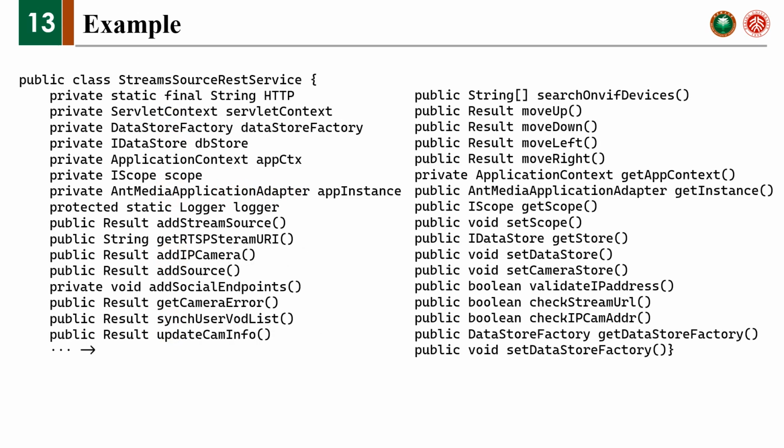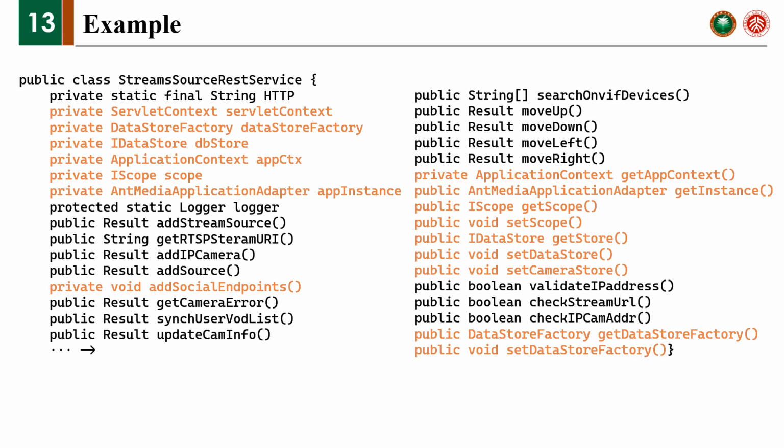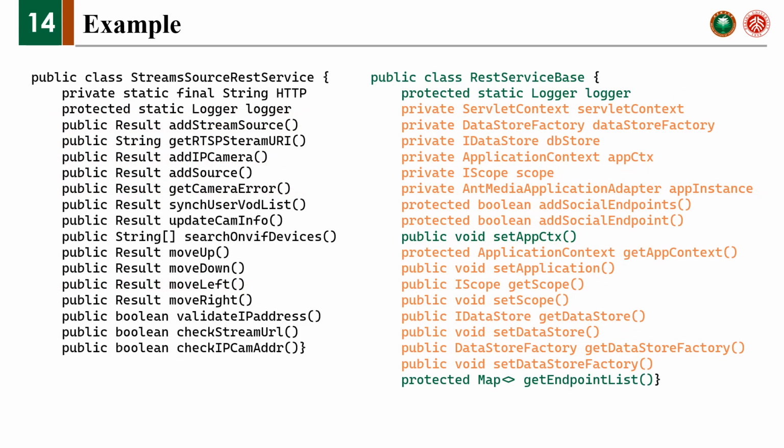Let's look into the example from the open-source application Ant Media Server. The class StreamSourceRestService is composed of 25 methods and 8 fields. The developers decomposed it into 2 smaller classes, and the elements marked in brown are extracted into a new class while the others are kept. This is the 2 classes after refactoring. The marked elements make up the new class called RestServiceBase as a parent of the original class StreamSourceRestService.